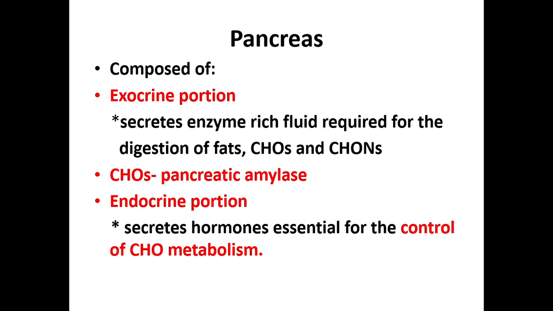The pancreas has both exocrine and endocrine portions. The exocrine portion secretes enzyme-rich fluid required for the digestion of fats, carbohydrates, and proteins. For carbohydrates, we have the pancreatic amylase. The endocrine portion secretes hormones essential for the control of carbohydrate metabolism.